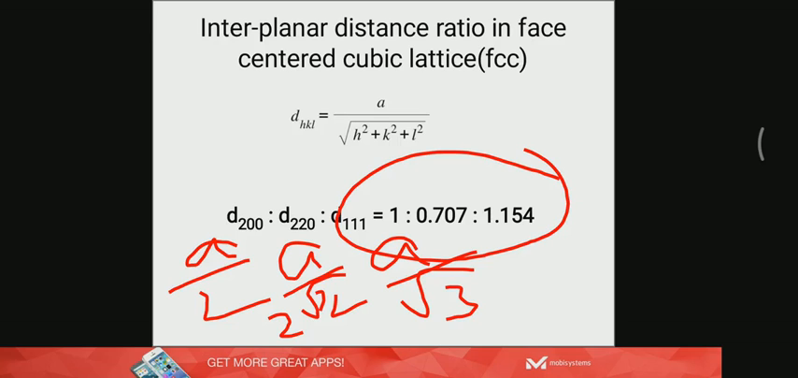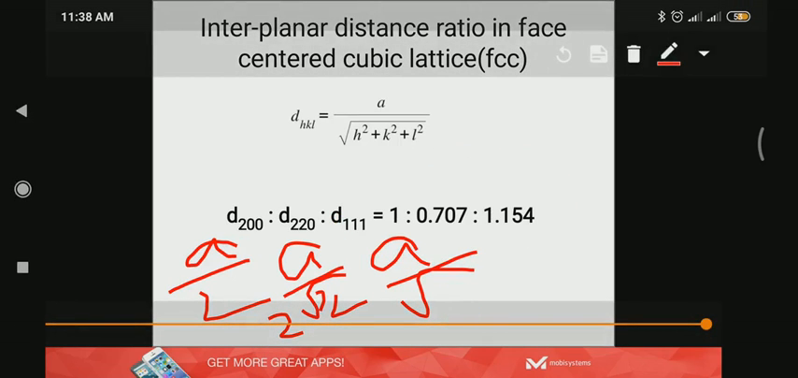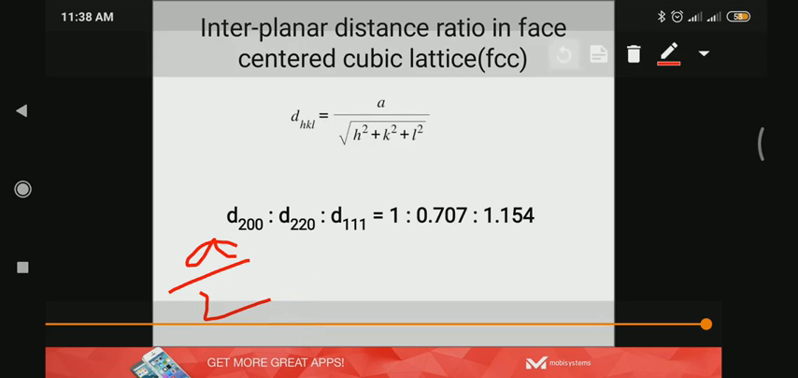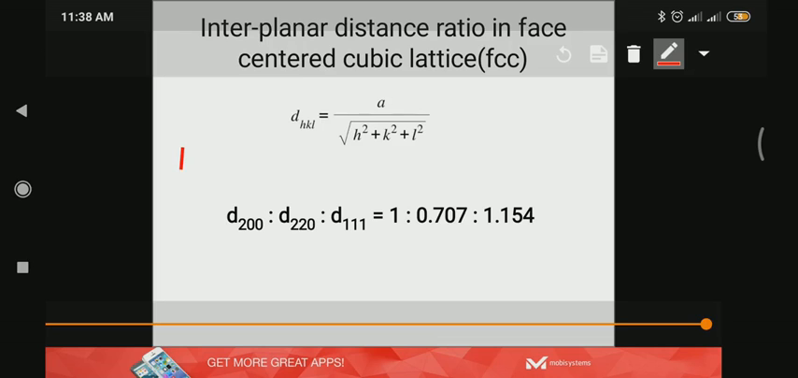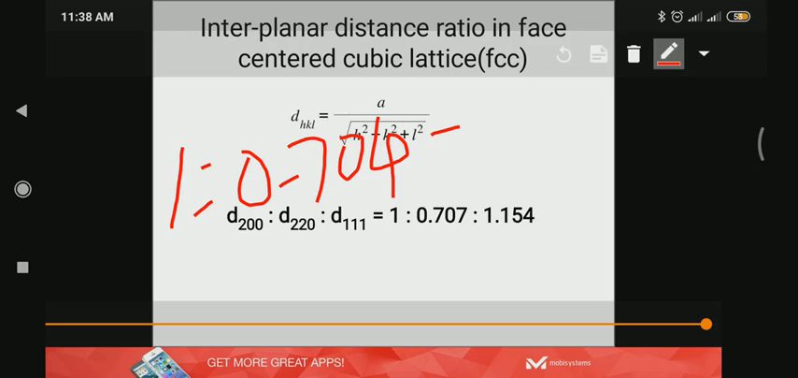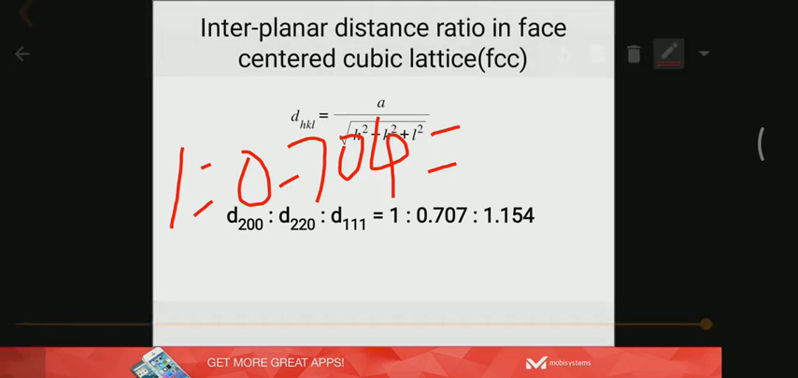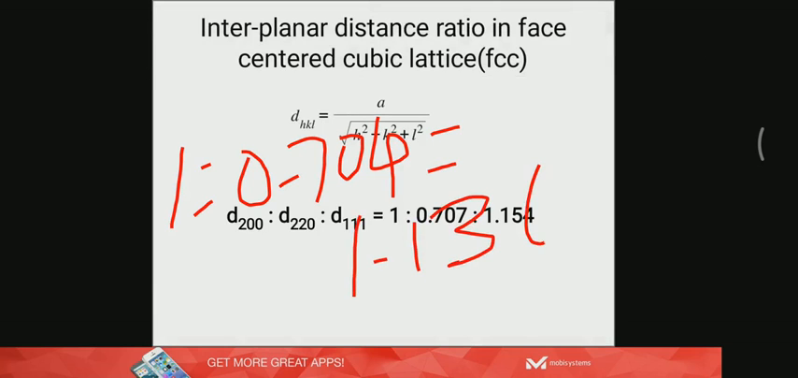For example, in the sodium chloride crystal, the interplanar distance ratio is found experimentally to be 1 is to 0.704 is to 1.136. This is the experimental interplanar distance ratio value.